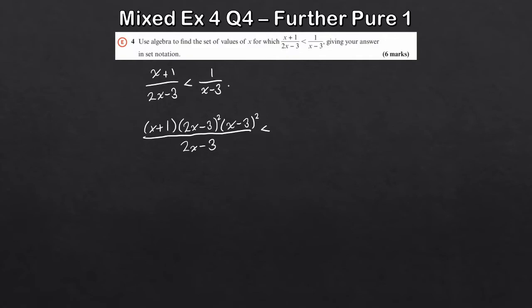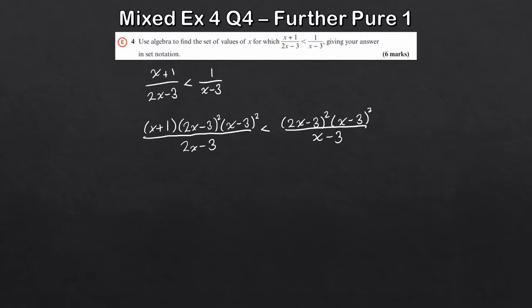Considering the right hand side of the inequality now, we're going to times through by this squared and this squared. So it's going to be 2x minus 3 squared multiplied by x minus 3 squared. But we still got our denominator here as well, so x minus 3 in the denominator. So that's the first step to help us tackle this problem.